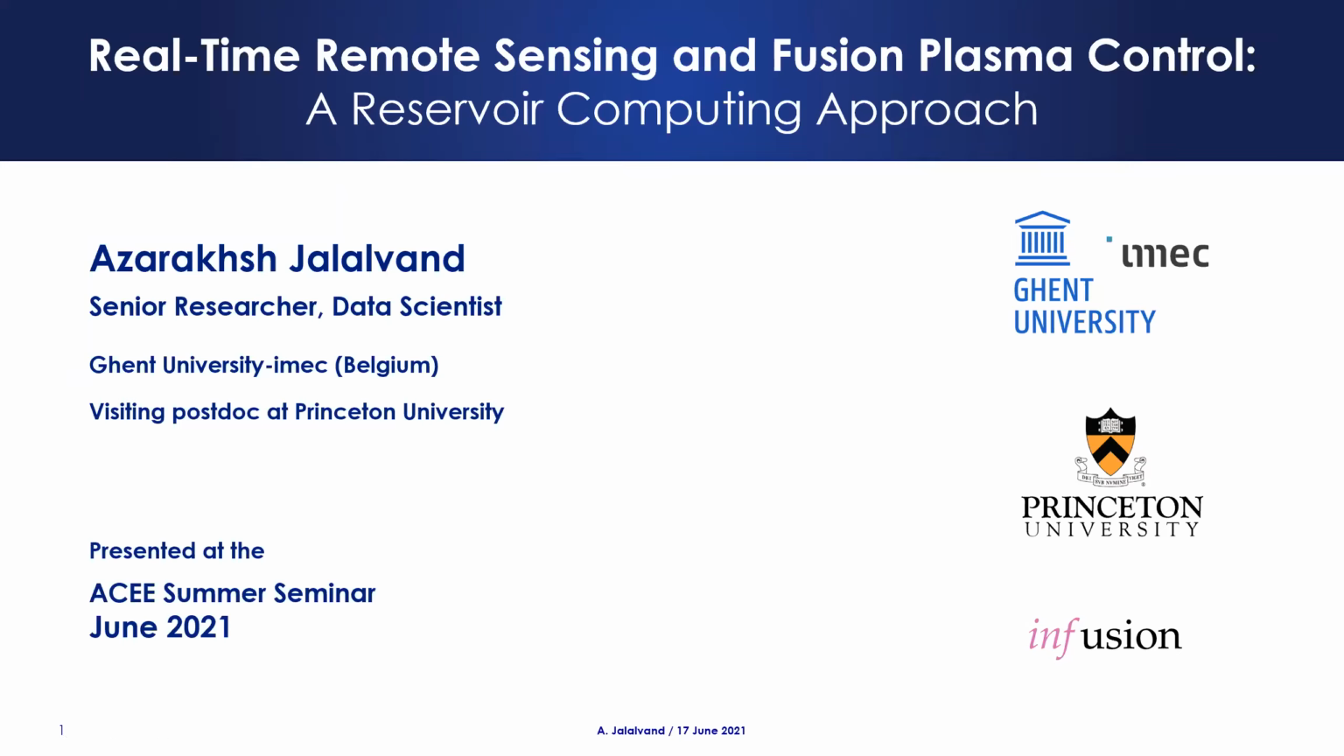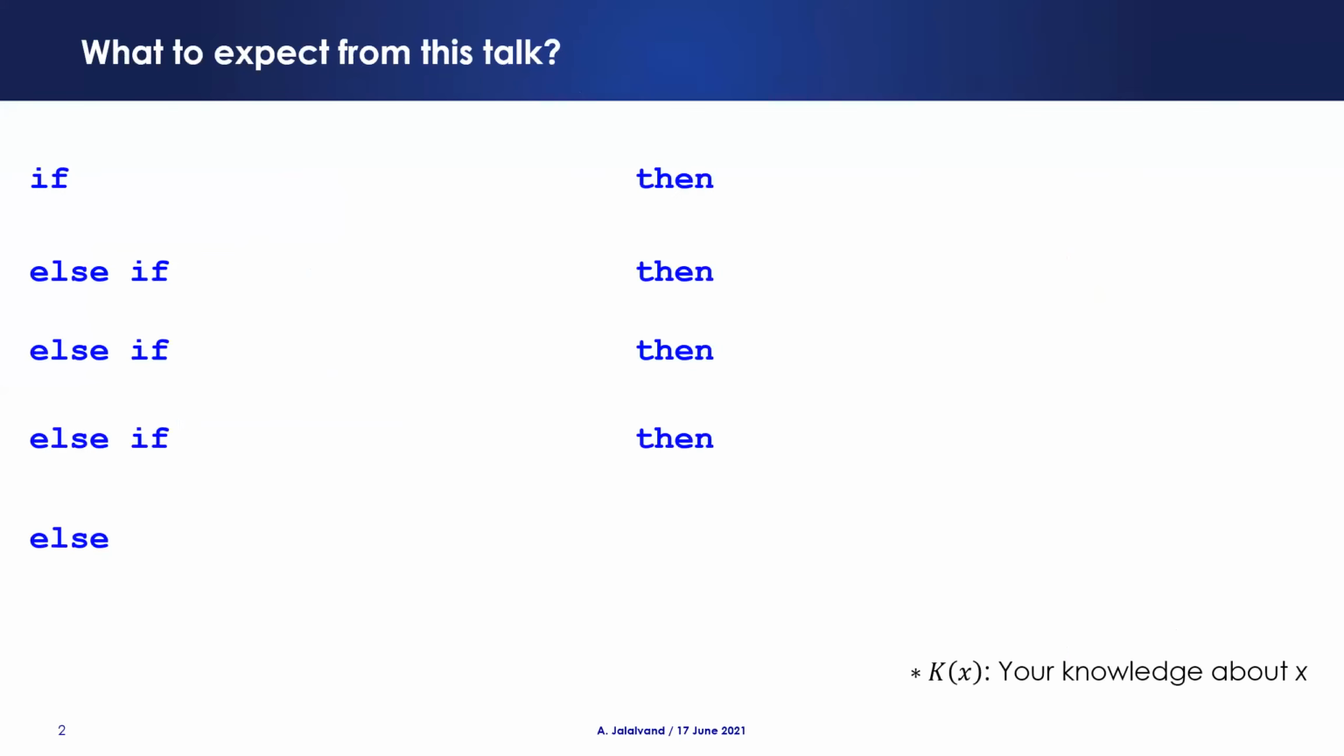My name is Aza, and I'm a senior researcher and data scientist at Ghent University, and a visiting postdoc at Princeton University, having the honor to work with Egemen. The talk today is about real-time remote sensing and fusion plasma control, and as Egemen said, I'm trying to use reservoir computing to solve the problems.